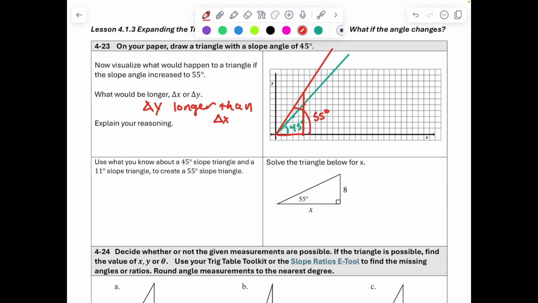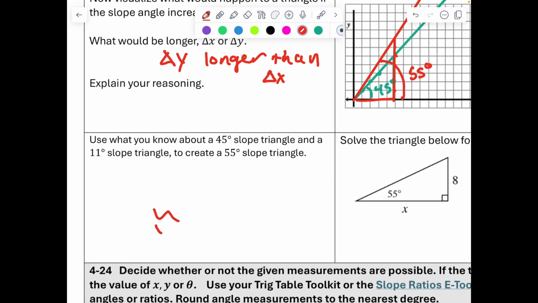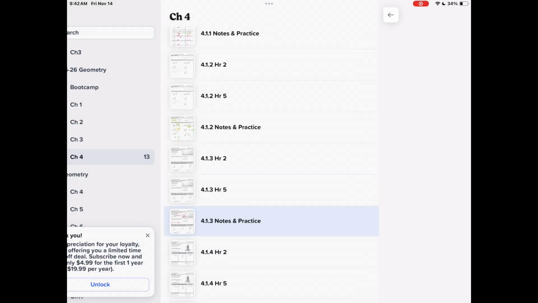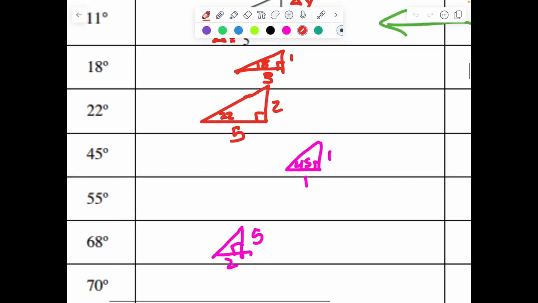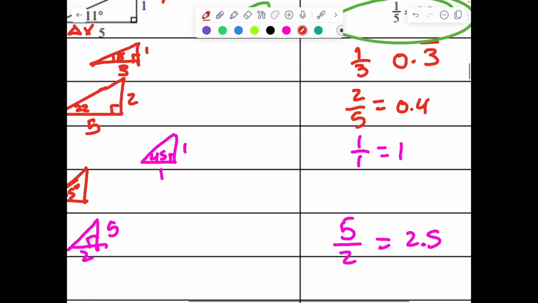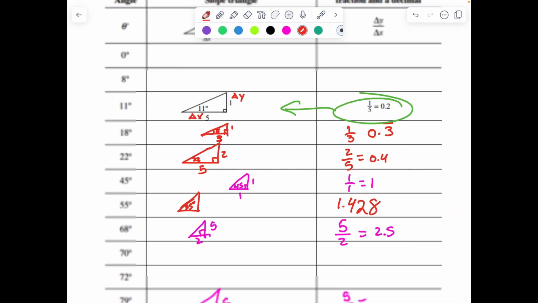The goal of this is to create the slope of a 55 degree slope triangle, and I'm just kind of going to skip through this. This is about 1.428. Okay, so we can add that to our trig table, 55 degrees. The change in y is going to be longer. 55, this is about 1.428.